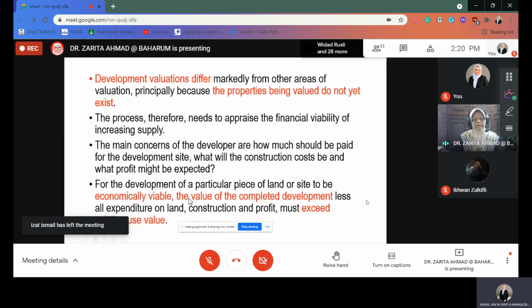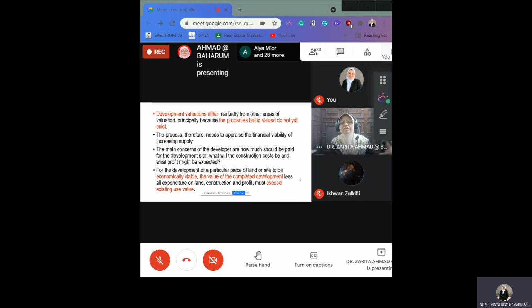Then when you are looking at real estate development and real estate appraisal or financial appraisal, your development valuation very much differs from your other areas of valuation. Why? Because when you are talking about development appraisal, the properties that you value do not yet exist, be it mixed development, retail, or whatever. It's not on the land yet, it's not being developed. So that's why property development is so much different.